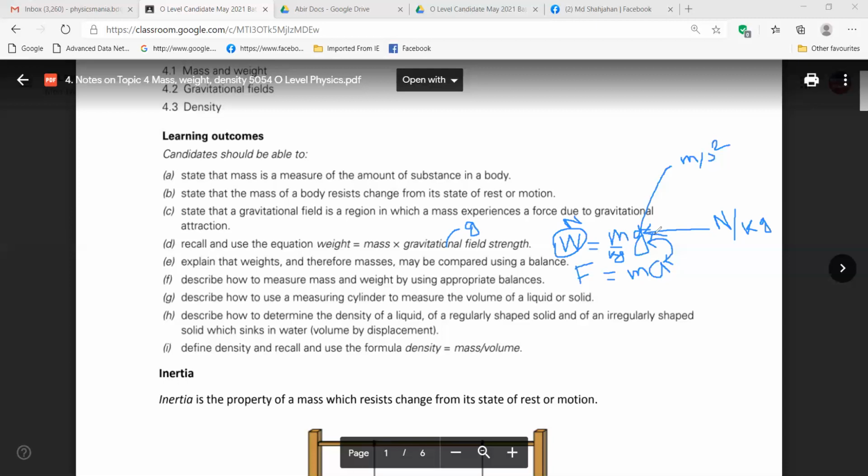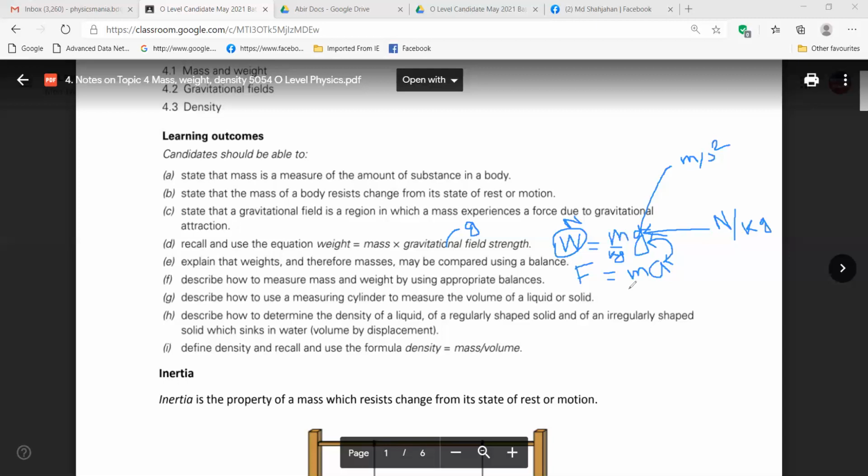Yes, Newton per kg and meter per second square are the same thing. When the object is static, it's not moving, that time we are saying gravitational field strength. And when the object is falling from up, like you are dropping one ball, that time it's in motion. That time the same thing we are saying acceleration due to gravity or acceleration of free fall. Then we are using this unit meter per second square.